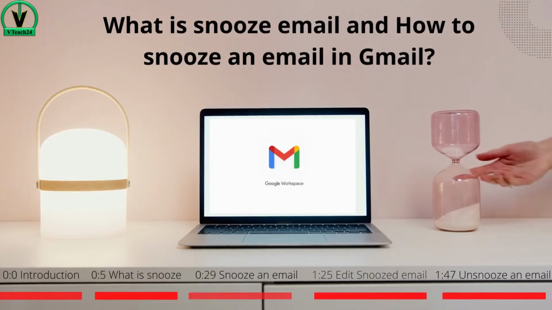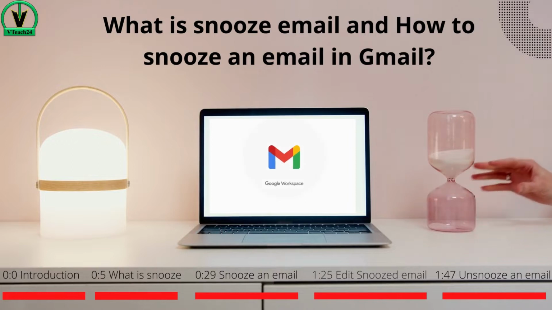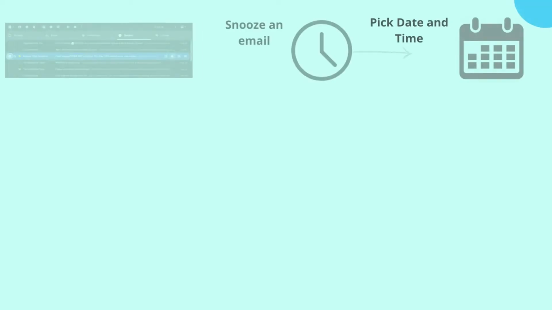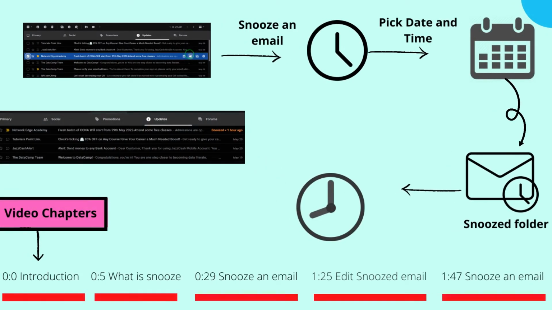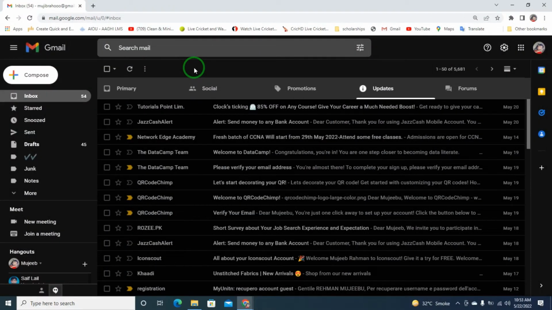Hello everyone. Do you know what is snoozed email and how to snooze an email in Gmail? In fact, snooze email means remove or postpone the email temporarily, which means that it will disappear from your inbox until you need them, and then come back at the top of your inbox at a time you pick. And you can postpone until later today, tomorrow, or any other date. You can select date and time from calendar.